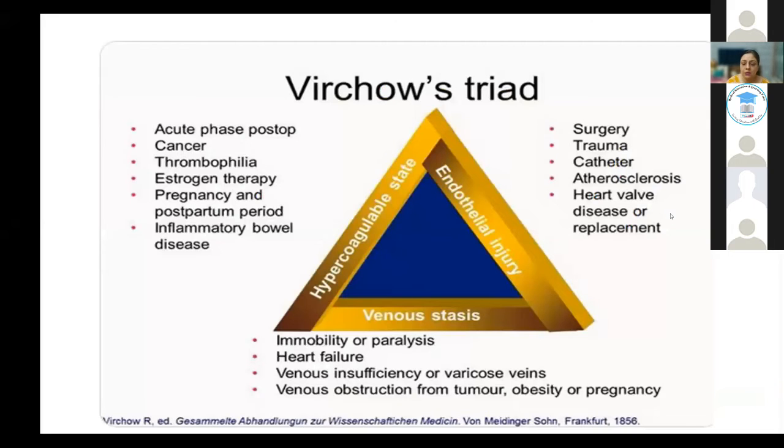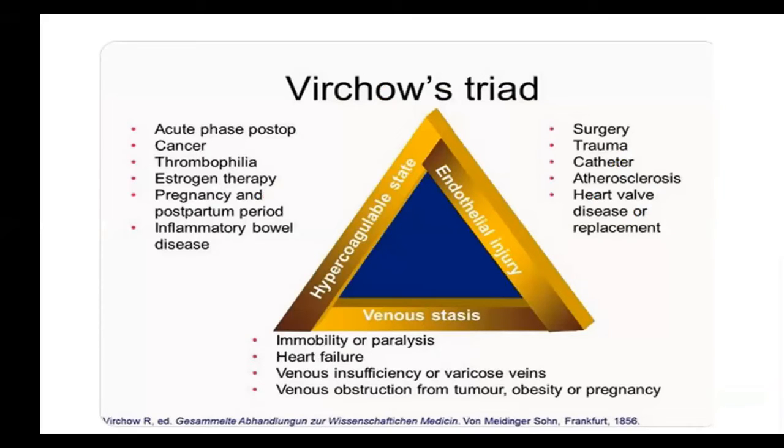So what causes this thrombophilia? Mutation, how is it responsible for that? We all know that there is Virchow's triad, which consists of a hypercoagulable state that is called thrombophilia. Then there has to be some endothelial injury and venous stasis.